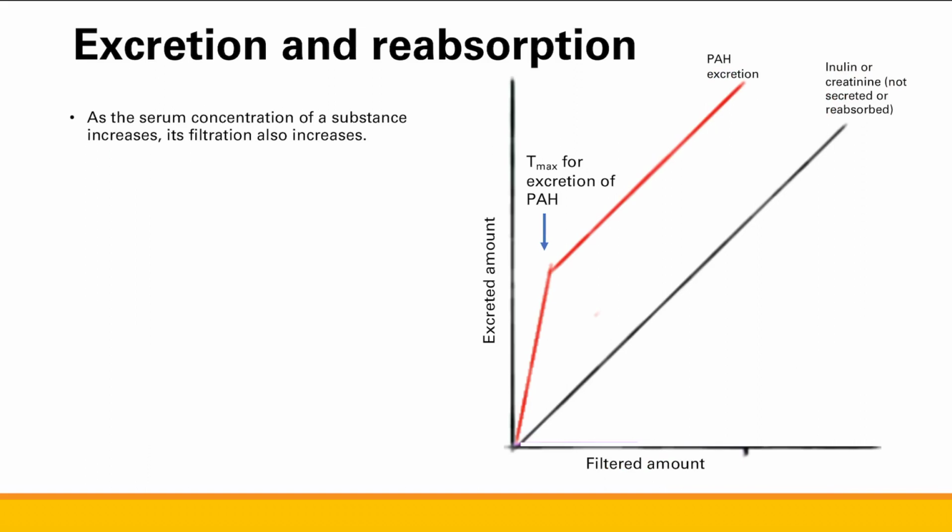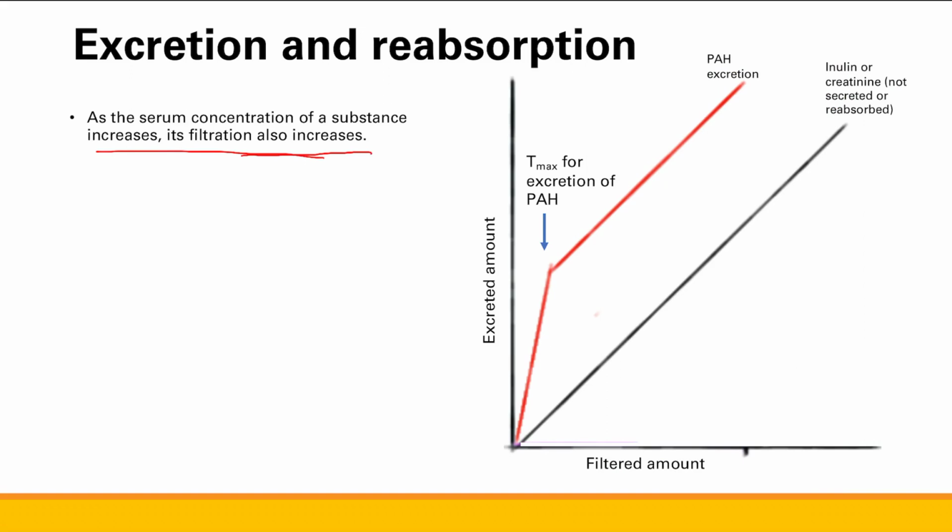Before we look at this chart, I want you to know that as the serum concentration of a substance increases, its filtration will also increase. So more of that substance is going to be filtered if you have more of it in the blood, and that's pretty much common sense, okay? So let's start with PAH.